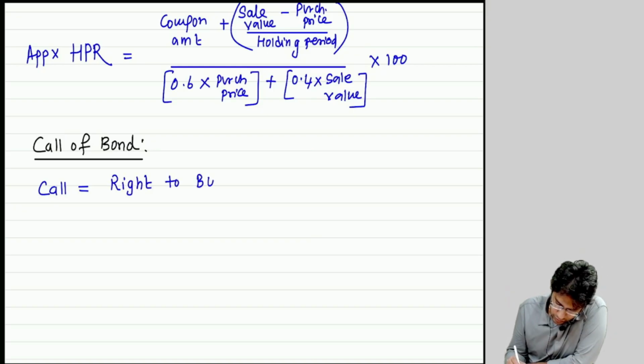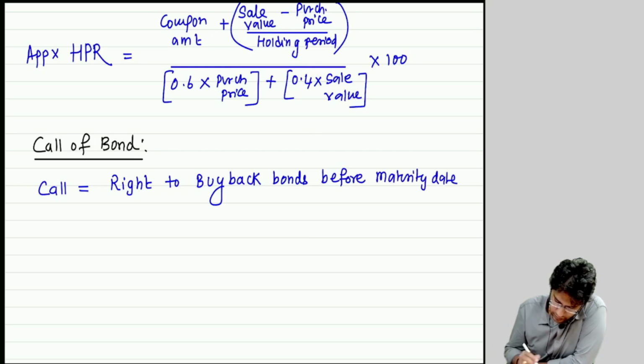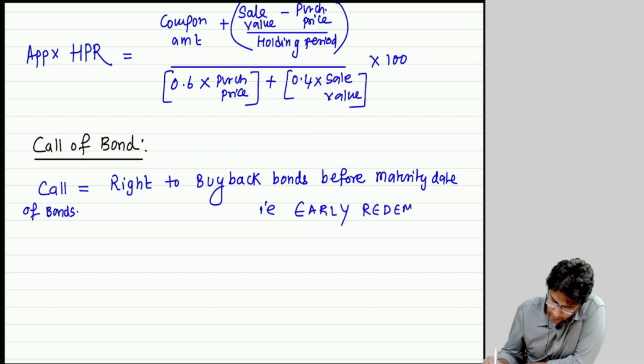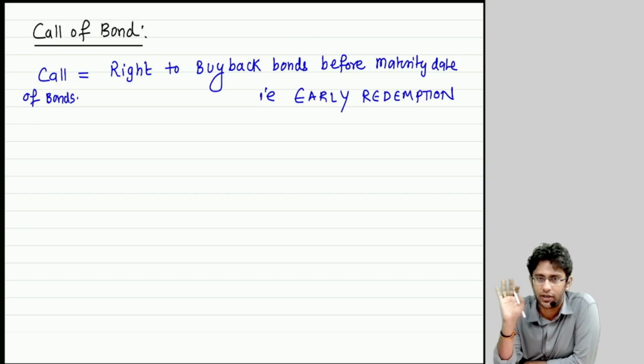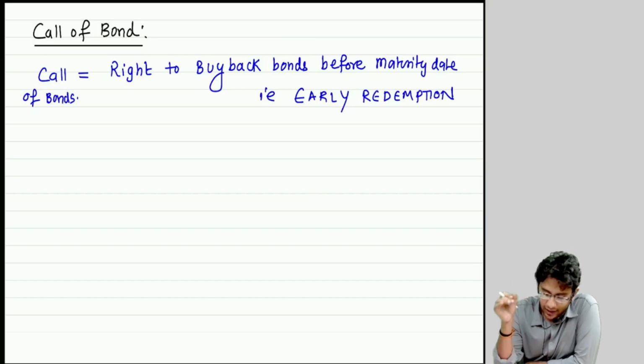Right to buy back bonds before maturity. Basically, to simplify, it means early redemption. Company has a right to cancel the bonds before the maturity date and repay the money to the investor. A right they will keep with them. This is called as call of the bond.